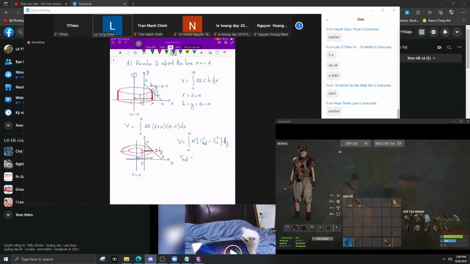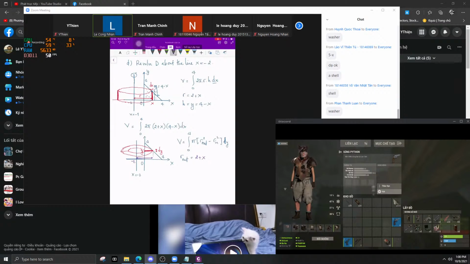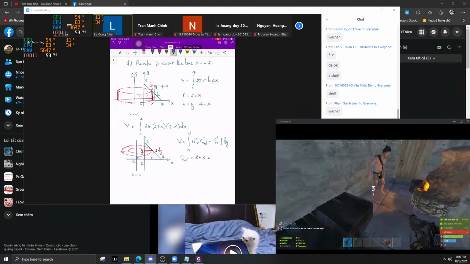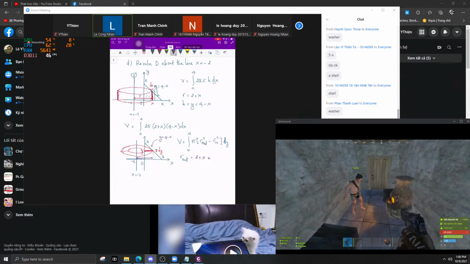So we have -2. The distance from -2 to 0 is 2 plus x. Okay, that is the outer radius. But y is the variable of integration, so we need to compute x with respect to y, because this line has the equation y equals 4 minus x, so we imply that x equals 4 minus y. So we have 2 plus 4 minus y, so we get 6 minus y. And the inner radius equals the distance from -2 to 0, so that is 2.